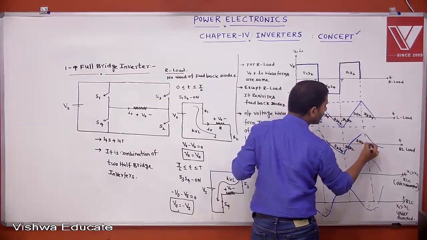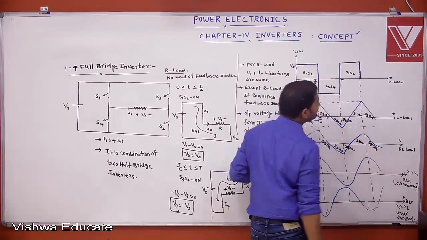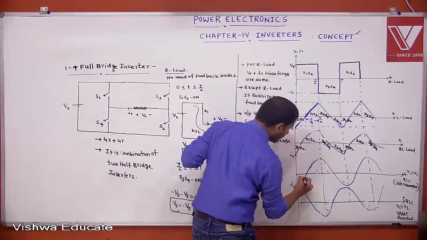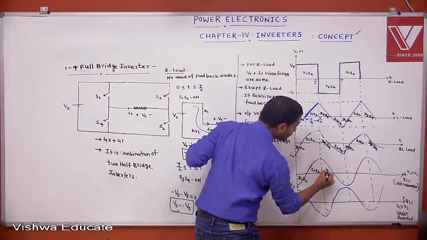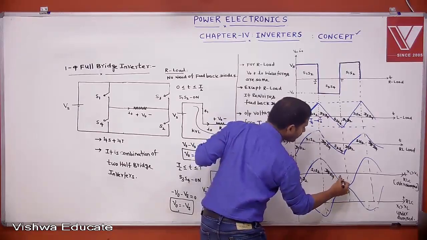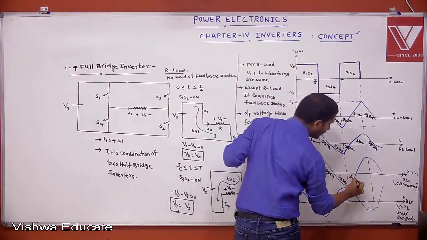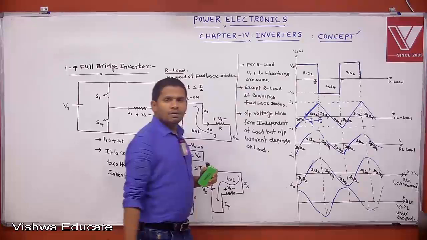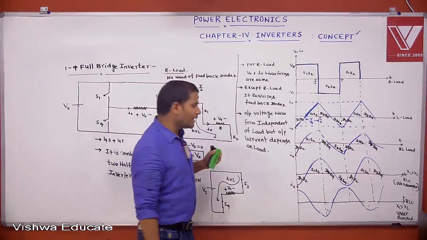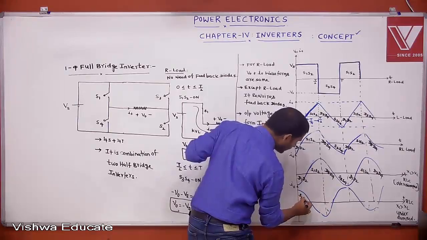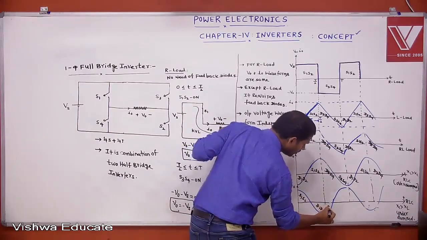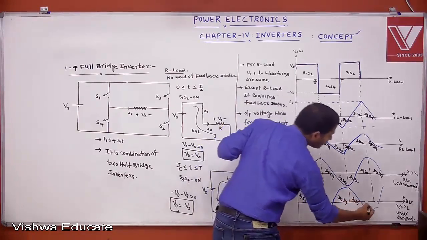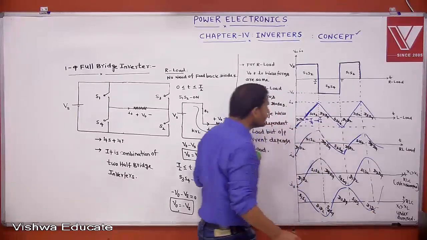D1, D2. S1, S2. D3, D4. At a time 2 devices are conducting. Here also same, lagging load: D1, D2. S1, S2. D3, D4. S3, S4. Again D1, D2. S1, S2. D3, D4. For leading loads, first switch, next diode. S1, S2. D1, D2. S3, S4. D3, D4. Again S1, S2. D1, D2. First switch, next diode.